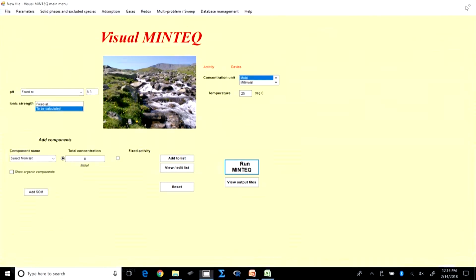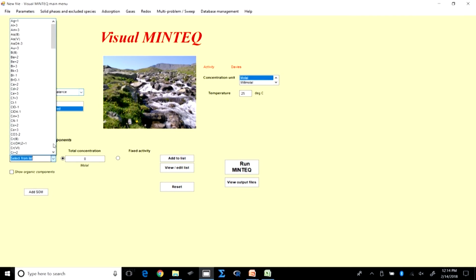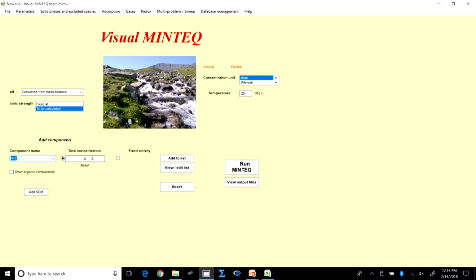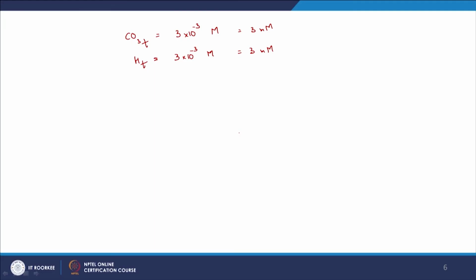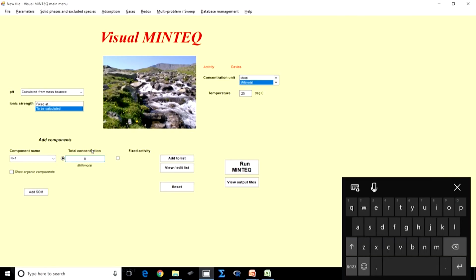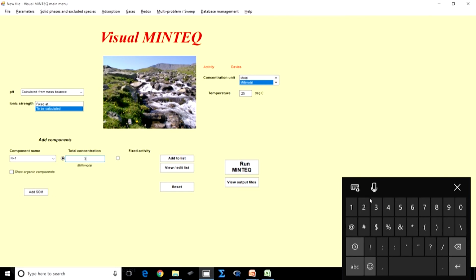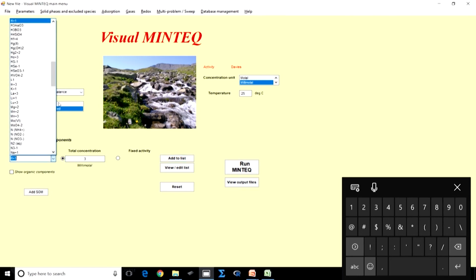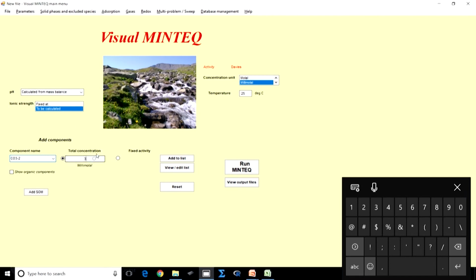Just to be on the safer side, I am going to reopen or restart Visual MINTEQ, okay, and pH should now be calculated from mass balance, right. So what else now? I need to plug in H total, and where is H total? Here, H total, and as you remember, that was 3 millimolal. I am going to use the millimolal units and the key here, and that's 3 millimolal, right. So I am going to add that to the list, and same case with CO3 total, and that's again 3 millimolal, I believe.